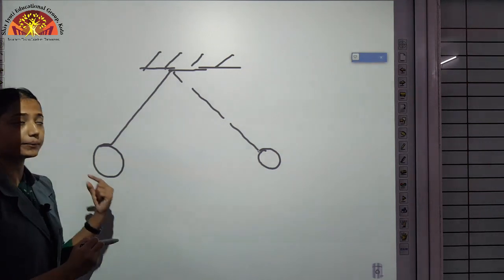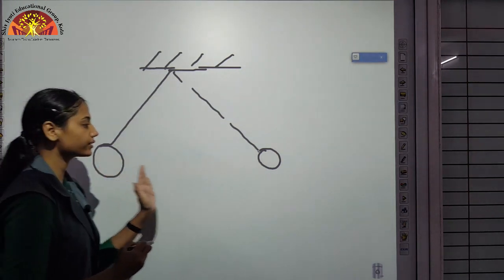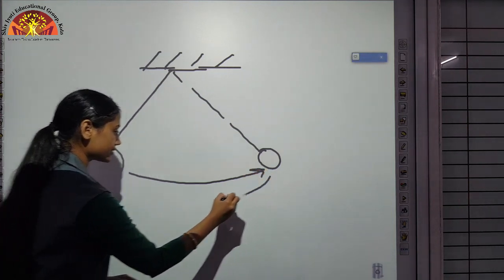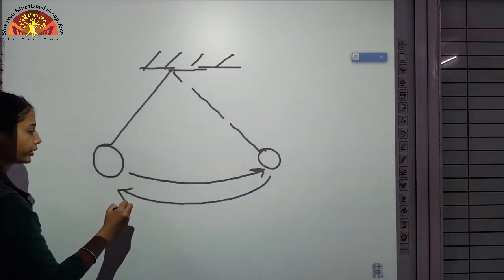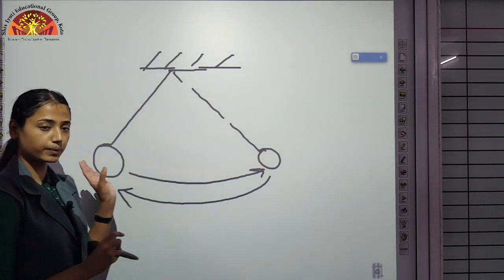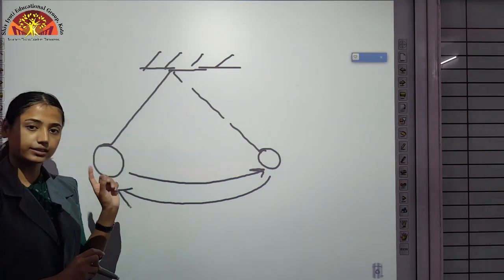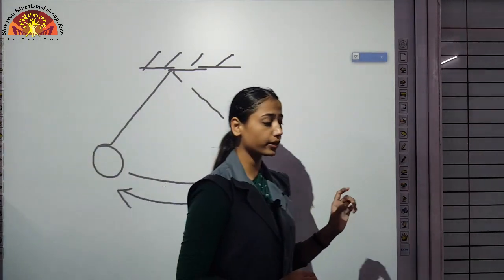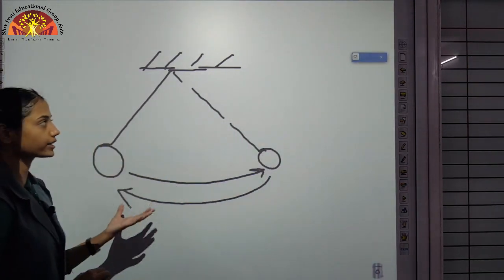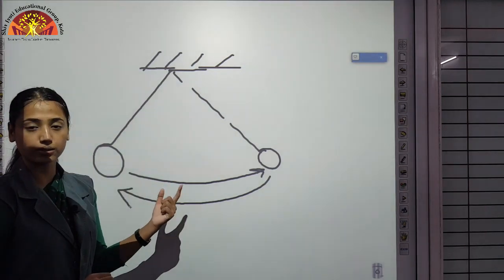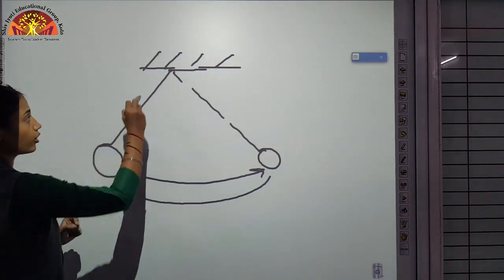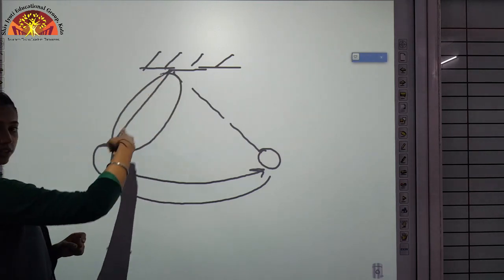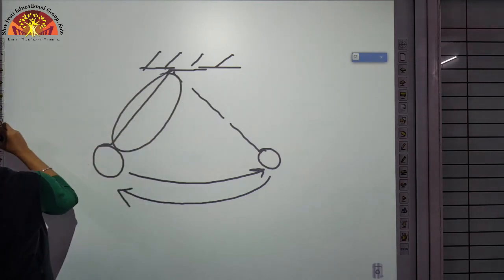So the time taken by this bob to cover this motion, first this side and the second coming back to the initial point, the total time taken by this pendulum is known as the time period to complete one oscillation. This is the time period. Now in the question they are asking on what factors the time period of the pendulum depends. It depends on the length of the string which we are using.